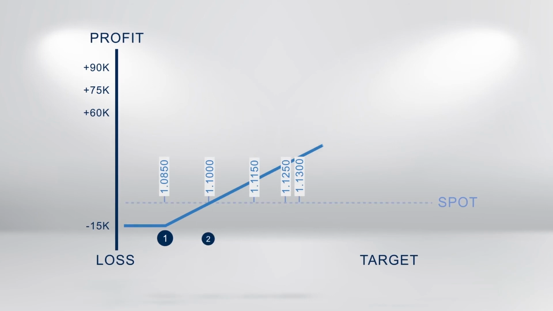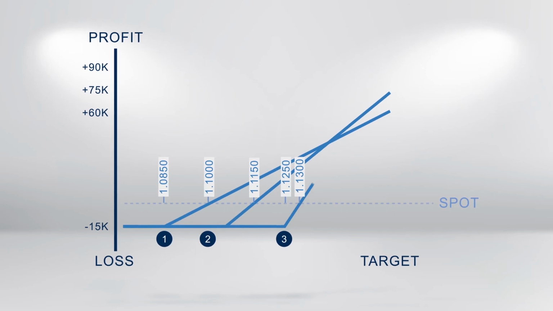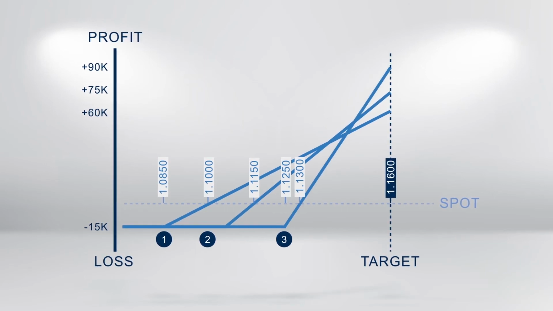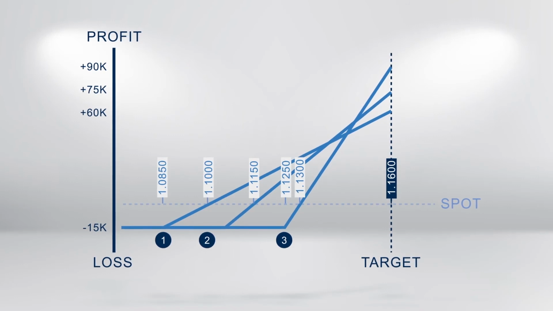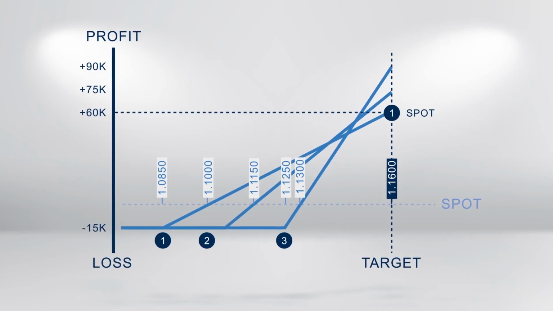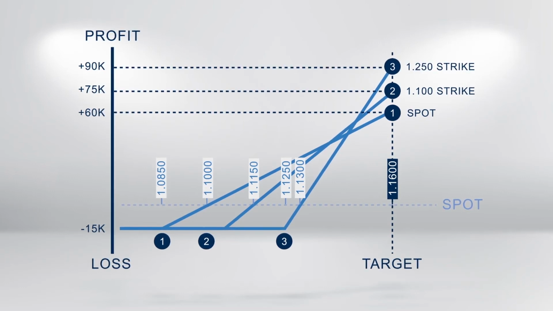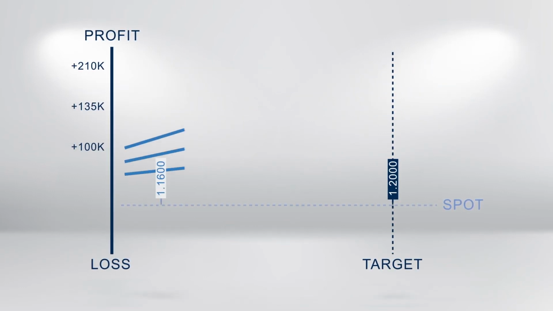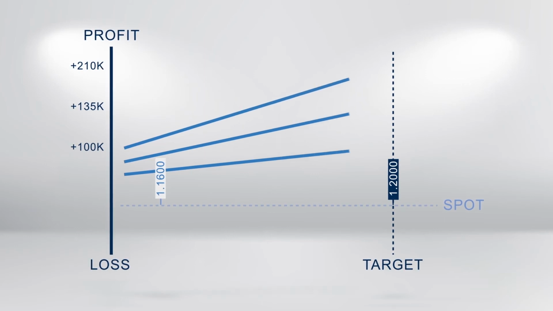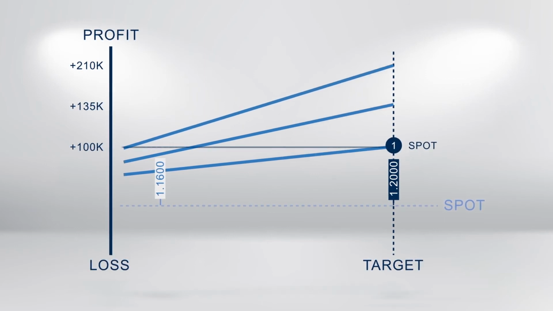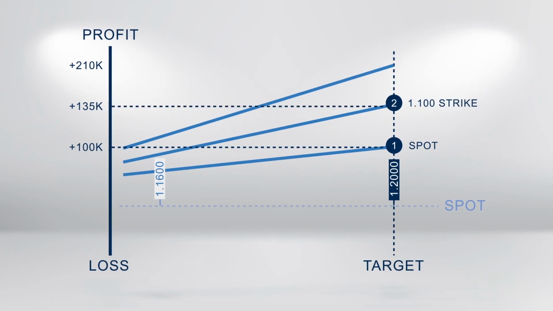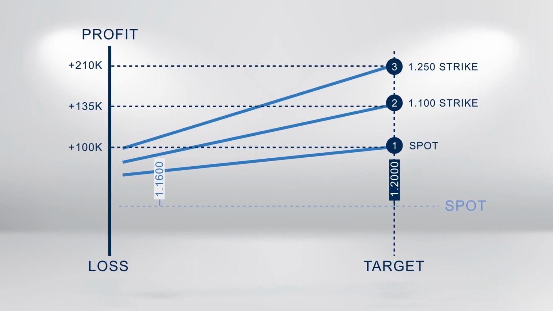The best strategy depends on the target. The advantage of using leverage via FX options is clearly shown, and if we reach our target at 1.1600, then the profit from the three strategies would be 60,000, 75,000 and 90,000. At 1.2000, the profit from the three strategies would be 100,000, 135,000 and 210,000.